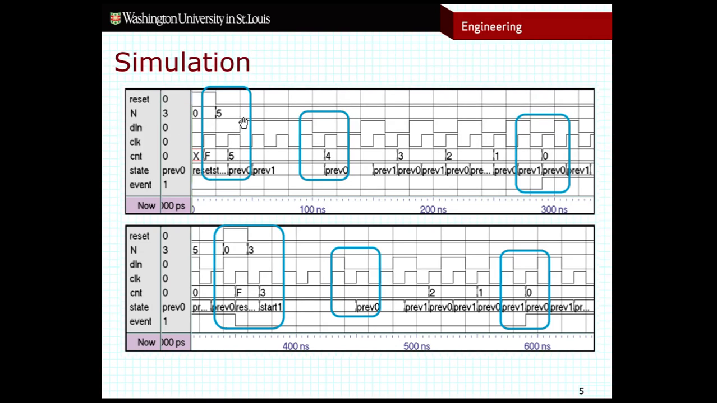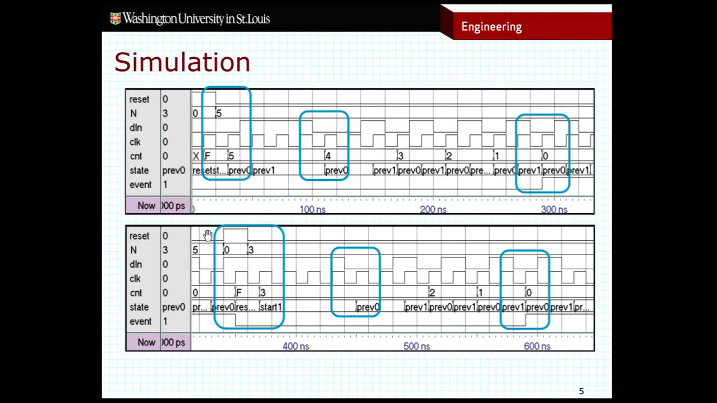Here's d in. So here's the first pulse. We see as soon as that pulse goes low, our counter decreases. Here's our second pulse, our third pulse, our fourth pulse, and finally our fifth pulse. After it's finished, our counter is at 0, so our event output, which is on the very bottom row, goes high.